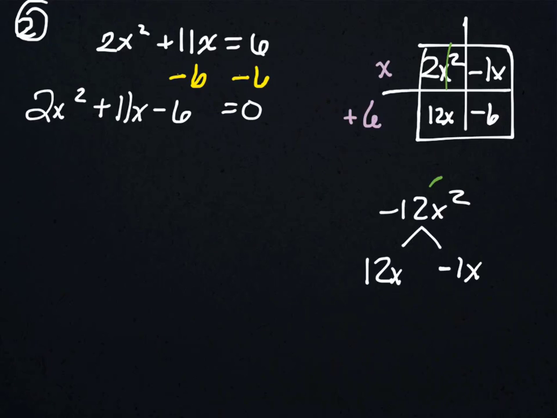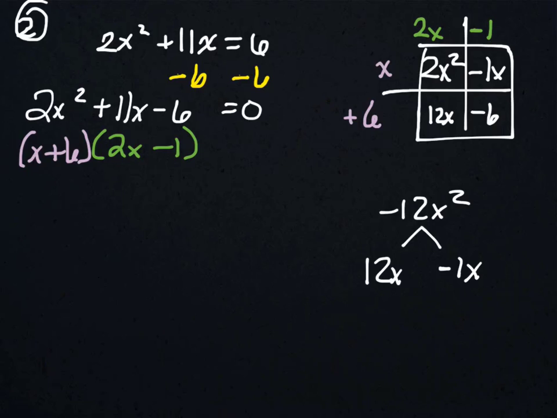My first column, I have a 2 that divides into both, and an x that will divide into both. In my second column, I have a negative 1. So I'm going to come over here and I'm going to set my factors out. X plus 6 times 2x minus 1 is equal to 0.